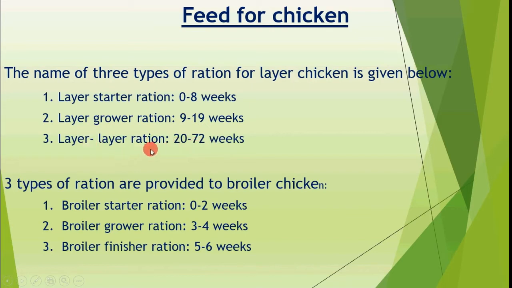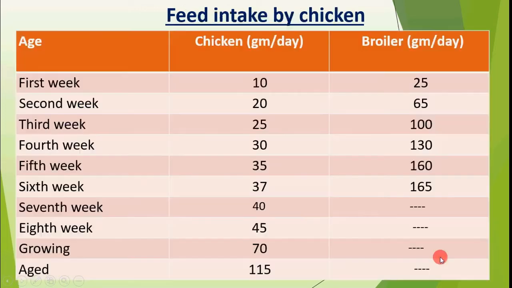need layer ration. Next, what will be the broiler? For 0 to 2 weeks they need starter ration, 3 to 4 weeks they need grower ration, and 5 to 6 weeks they need finisher ration, that means the last age.